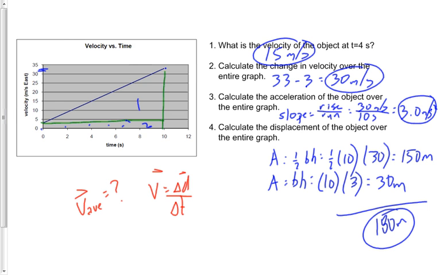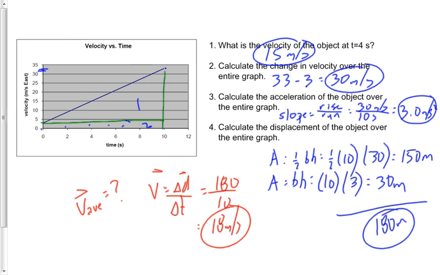Displacement over time. We just got the displacement. It's 180. Time is 10 seconds. It starts at 3 meters per second. It ends up at 33. The average is 18 meters per second, which is exactly what you would have got, Brian, had you added 3 plus 33 divided by 2, right? But your method only worked for this graph because it was a straight line. This works for all of them.